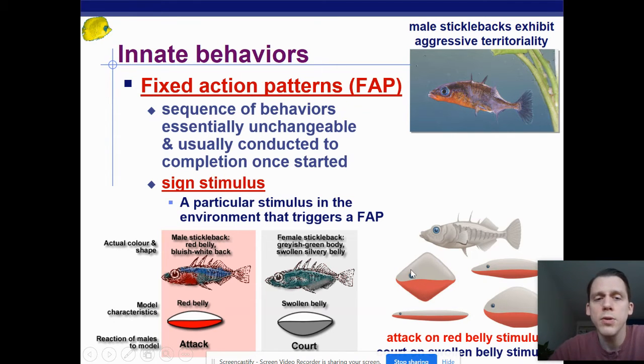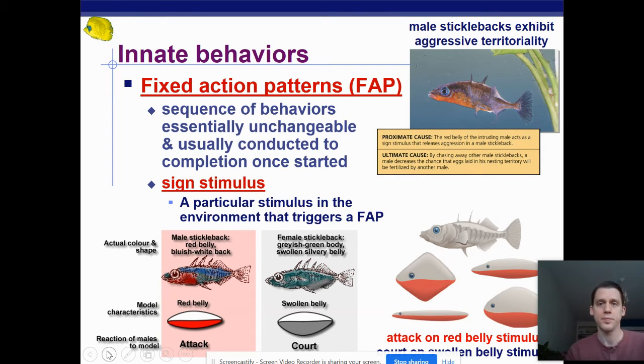So these things are clearly not fish. They don't really necessarily look like fish, but a male stickleback will still attack the ones that have a red underside. It's a fixed action pattern. They react to the red color, not the shape, not anything else. It has to be the red color.